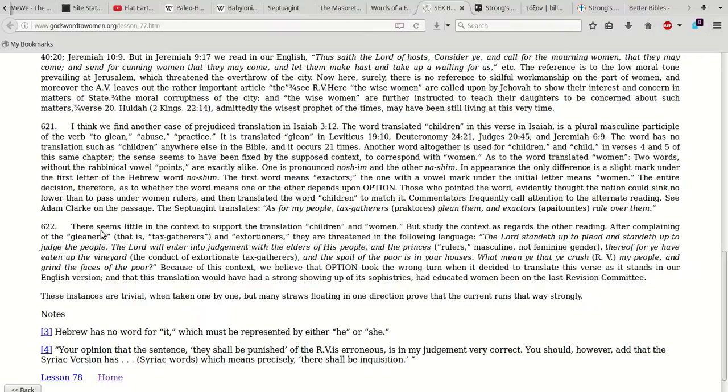The entire decision, therefore, as to whether the word means one or the other depends on option, and that's her emphasis. Those who pointed the word, that is, put the vowel points, evidently thought the nation could sink no lower than to pass under women rulers, and then translated the word children to match it. Commentators frequently call attention to the alternate reading. See Adam Clarke on the passage. The Septuagint, as I mentioned earlier, translates, as for my people, tax gatherers, and there's the Greek word for tax gatherers, glean them, and exactors rule over them.